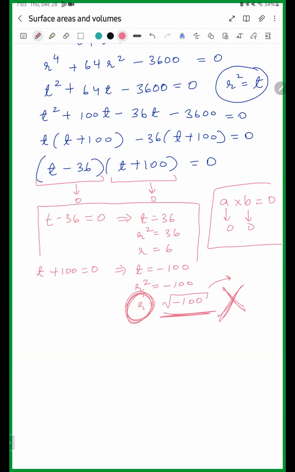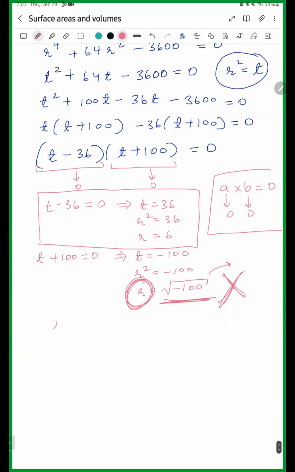Okay. So you will say that r is 6. Radius is 6. From where? From here.